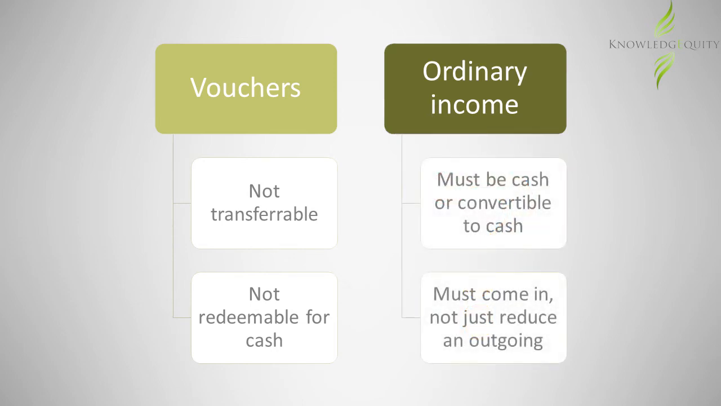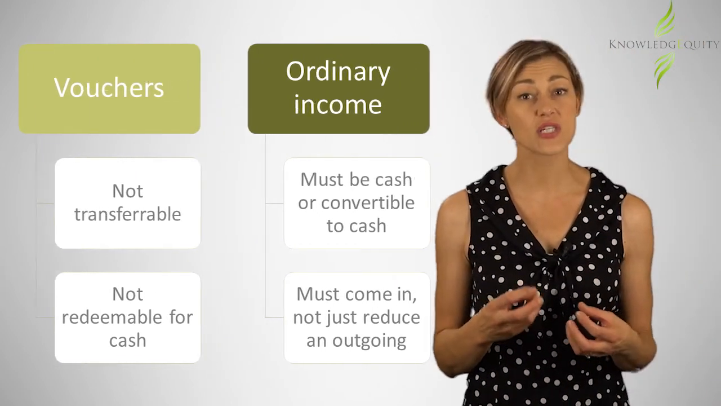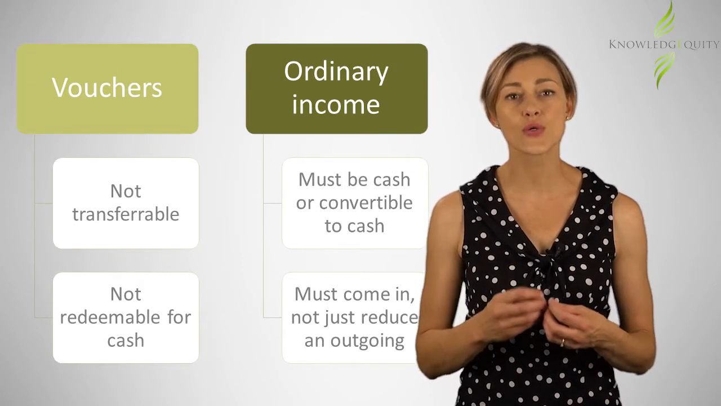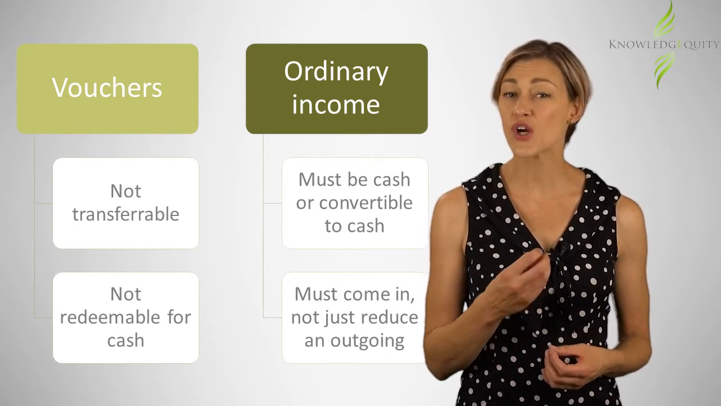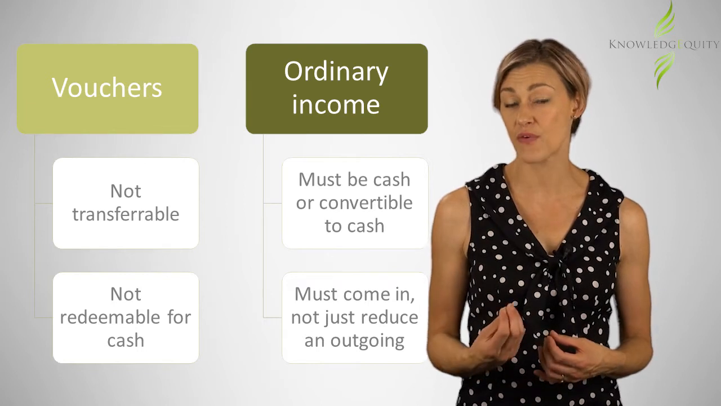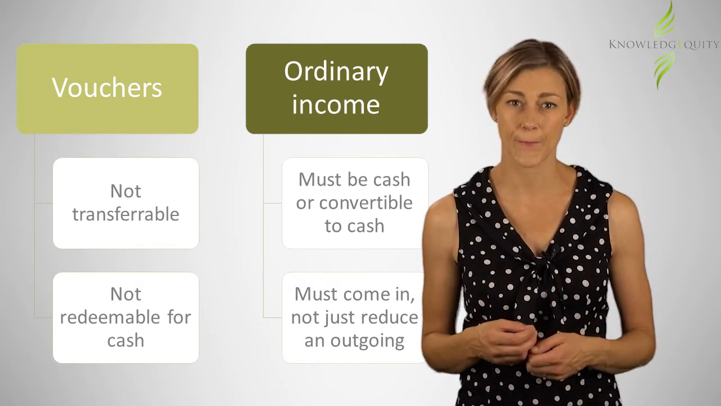Income must be in a cash or a money convertible form, and it must come in. Therefore, in this example, the holiday vouchers reduce an outgoing, but money does not come in. And furthermore, the vouchers are not transferable and there is no cash prize option. So the non-cash benefit cannot be substituted for money and is not ordinary income.